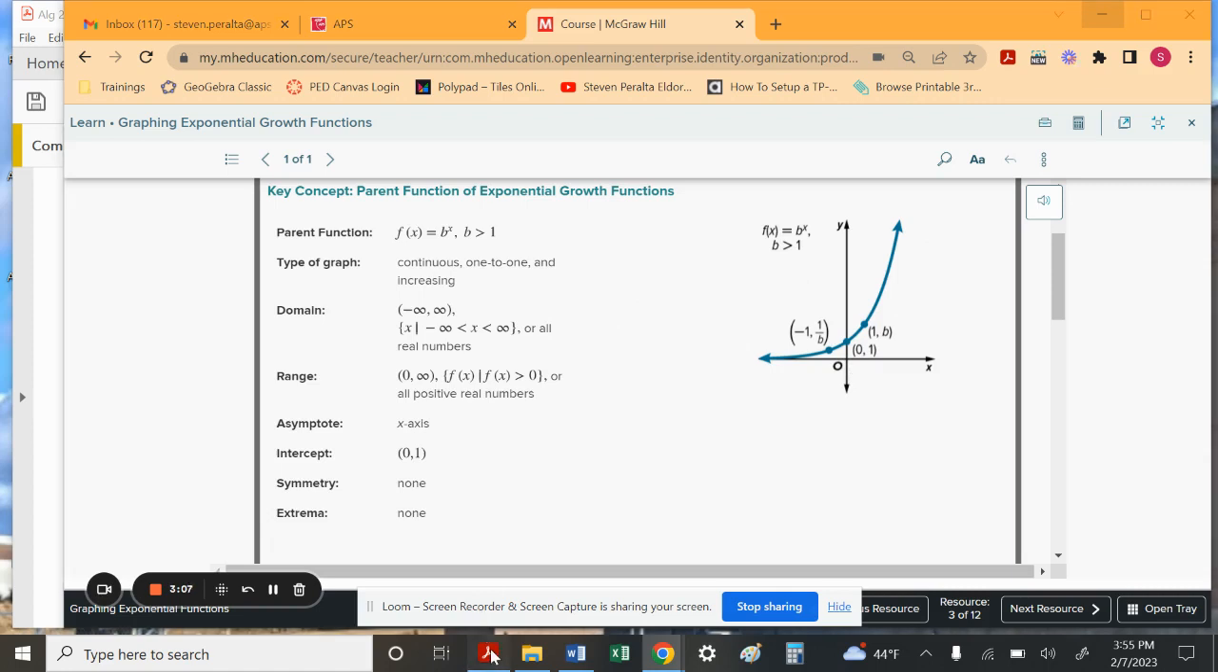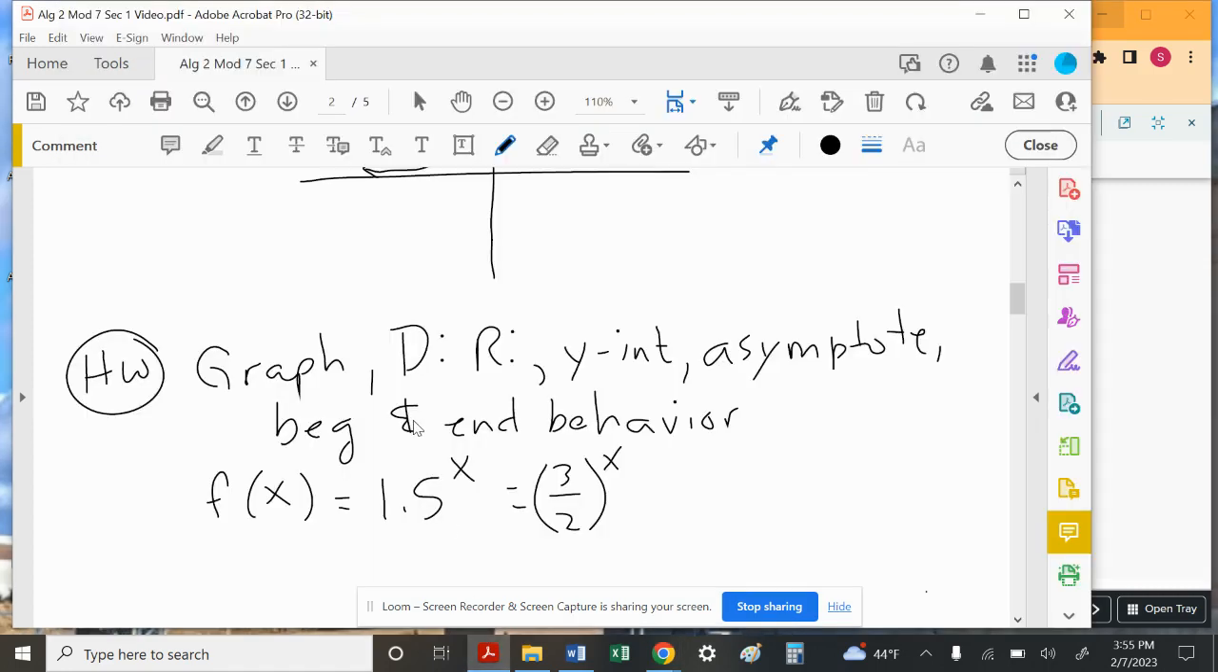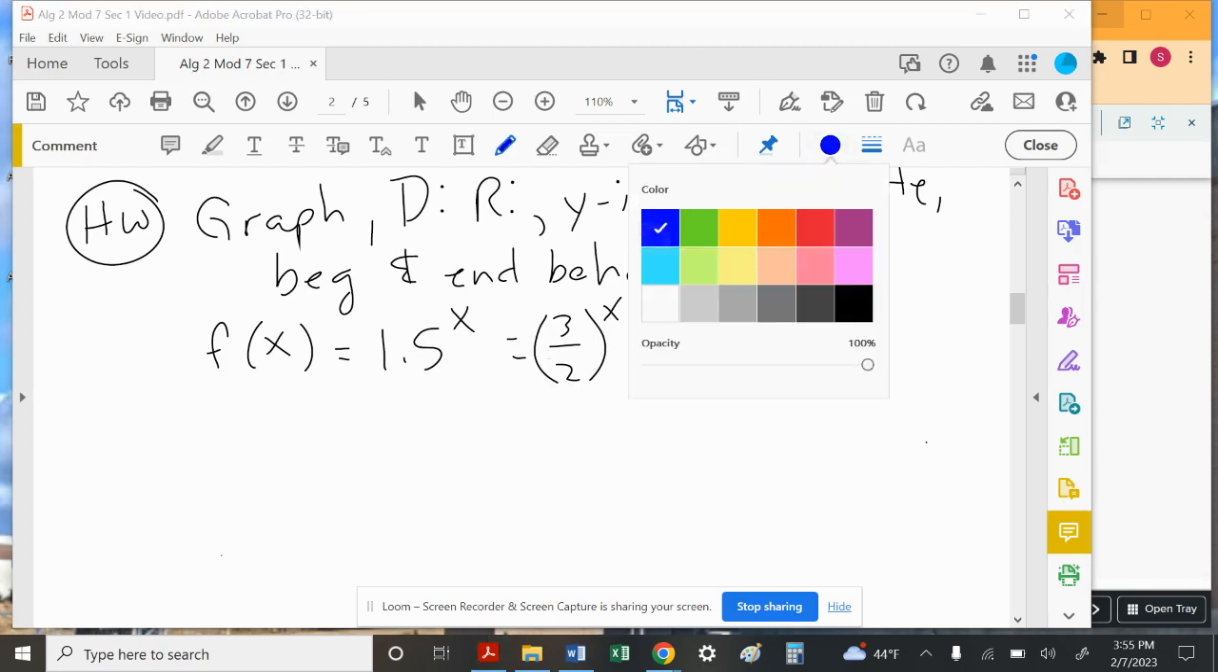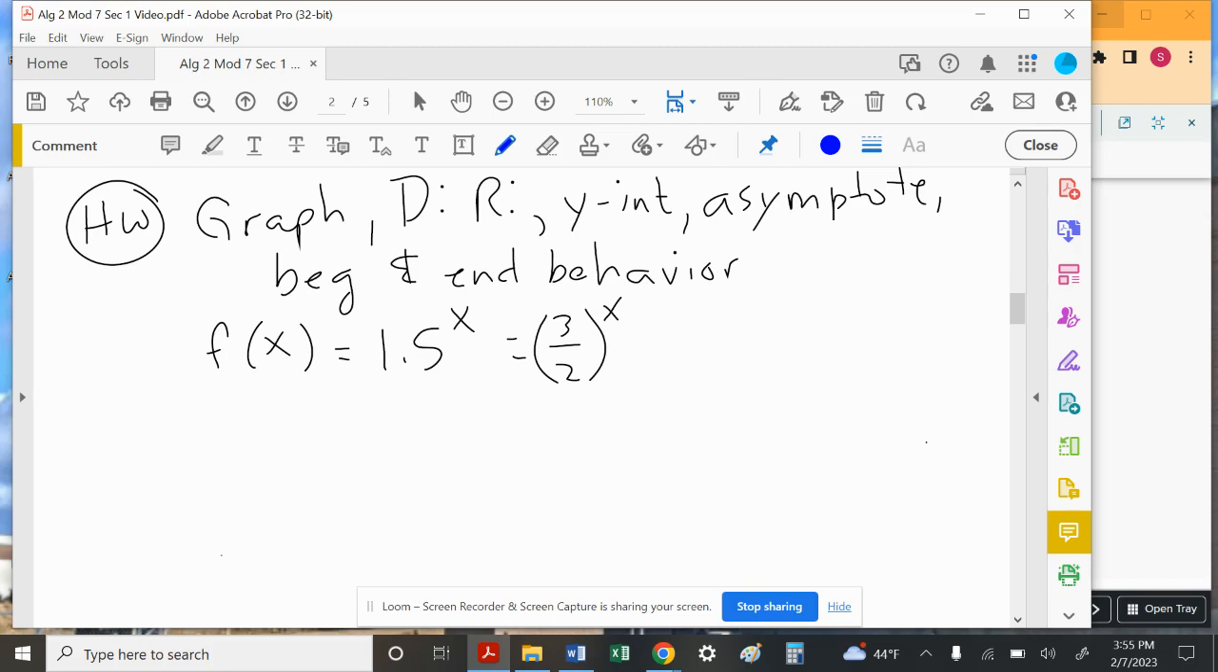Okay, so coming back over to the screen here. So we're going to take a look at this function, see what happens. So we have 1.5 to the x. Now, how do I know that's growth? That's growth because this number is greater than 1, if you recall. When this number is greater than 1, it is considered a growth function. When it's a fraction in between 0 and 1, it's considered a decaying function or a decay function.